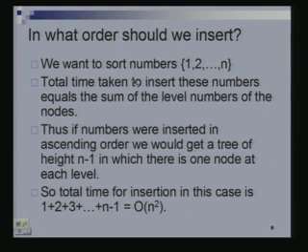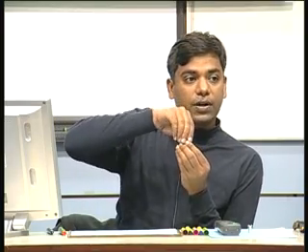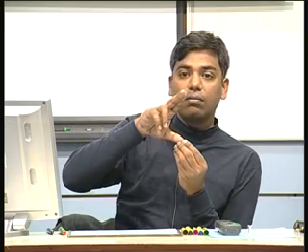So the total time taken to insert these numbers is equal to the sum of the levels at which the nodes will come up, right? Because when I insert a particular number, I come down the tree and insert it at a particular place. So the number of levels I traverse, or the number of comparisons I do before I am able to insert it, is exactly equal to its level. Yes or no? Either level, or level plus 1 or level minus 1, but you can think of it as the level for now. Right?